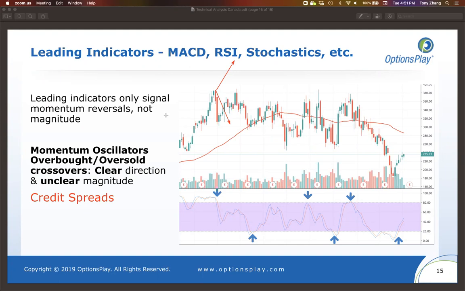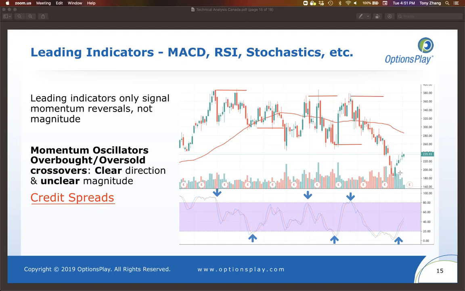So with momentum indicators, there's really only one strategy that makes sense, and that's selling credit spreads. When I get a sell signal, what you want to do is sell a credit spread up here around that 380 level. So I'd sell a call credit spread. When it's near that bottom, I would sell a put credit spread. When it's near the top again, I would sell another call credit spread. Near the bottom, I would sell a put credit spread. Near the top, I would sell a call credit spread.